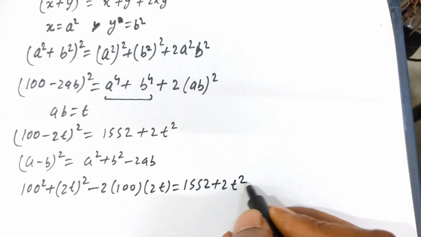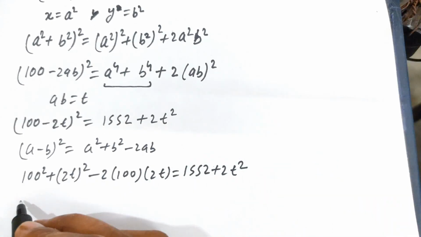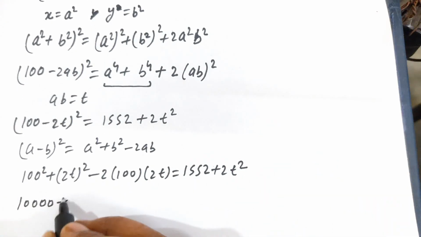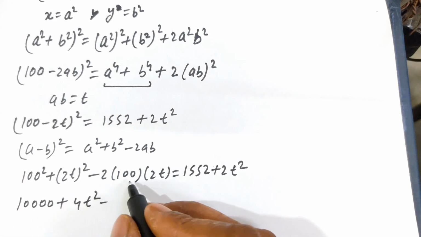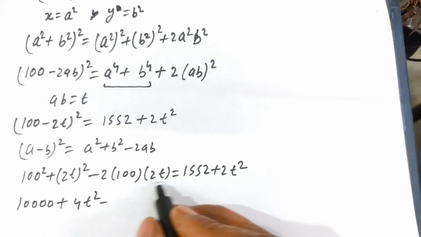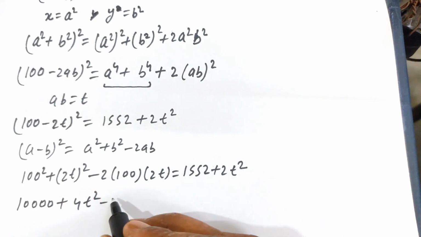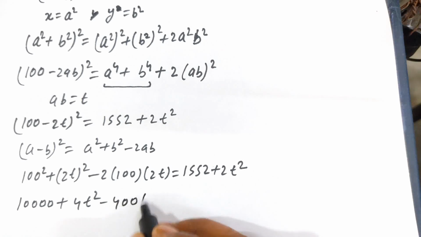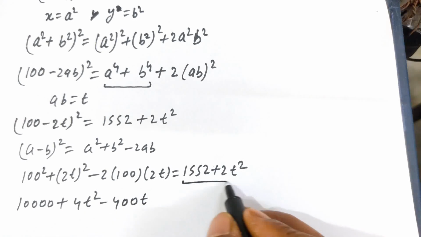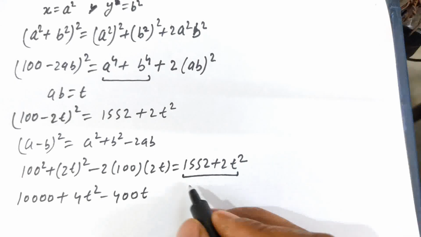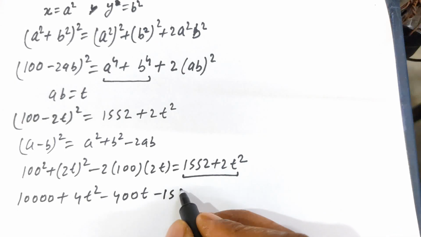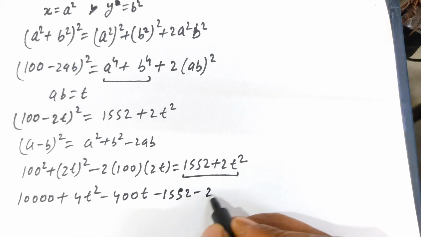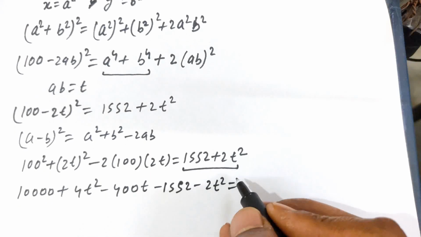1552 plus 2 times t square. Then 100 square that is 10,000 plus (2 times t) square, that is 4 times t square, minus 2 multiplied by 100, that is 200, and 200 multiplied by 2 times t, then we get 400 times t, and here minus, so minus 400 times t. And this expression is positive in the right hand side. So students, if we take this expression in the left hand side, then here minus 1552 minus 2 times t square, and this is equals to 0.